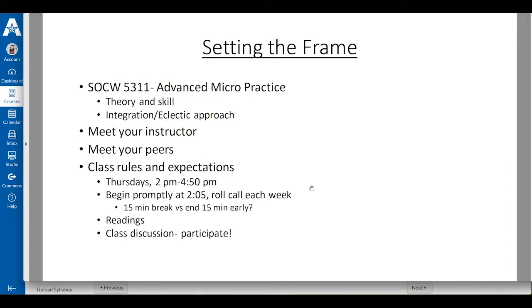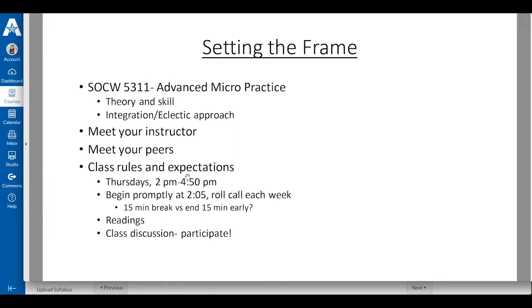This is a collaborative approach, which is similar to my therapeutic approach in work with clients. I want to know what you want and what the class needs, and I'm willing to flex my expectations as long as we're all on the same page. So I'd love to hear from you. What do you prefer? A 15-minute break in the middle or ending 15 minutes early? Okay.